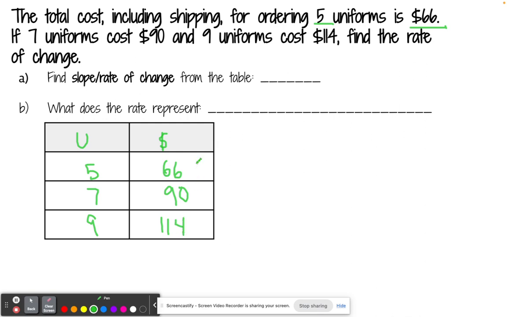So my change in y here, or my change in money, is 24. It's also 24 from 90 to 114. That's also 24. And my change in number of uniforms is 2. So my slope or rate of change is 24 over 2, or $12. $12 for one uniform.